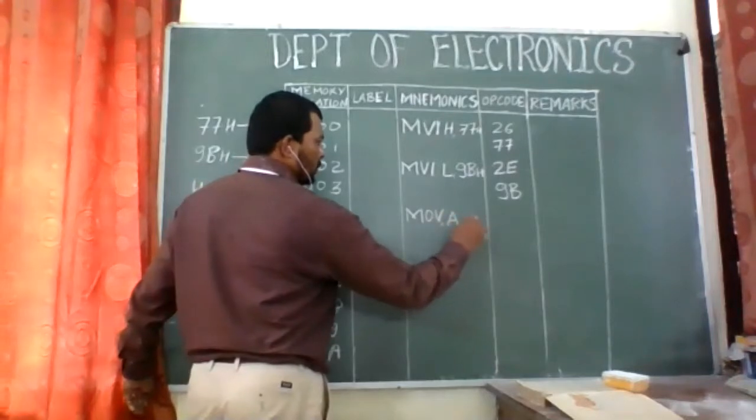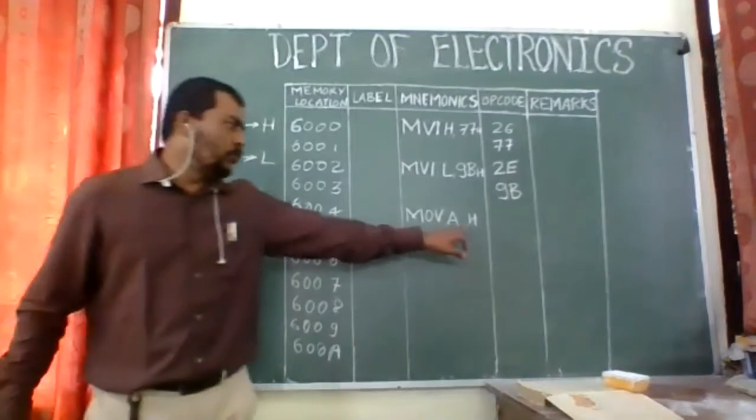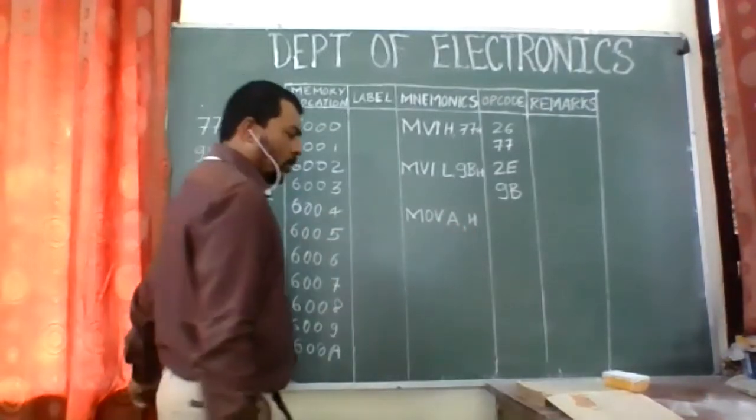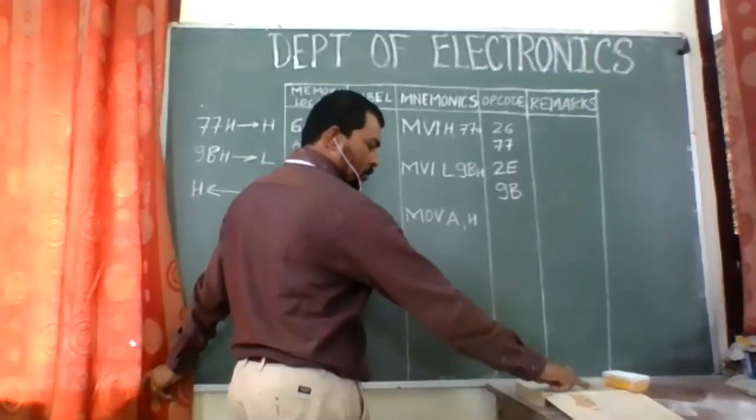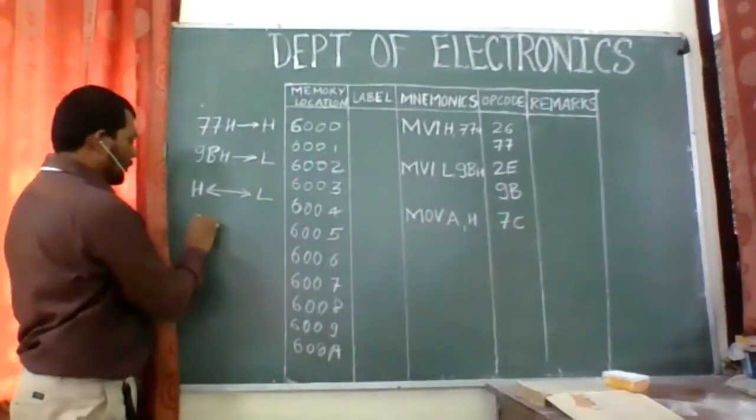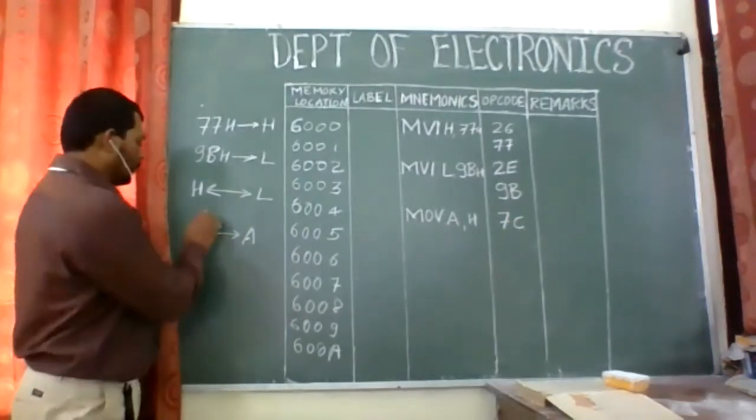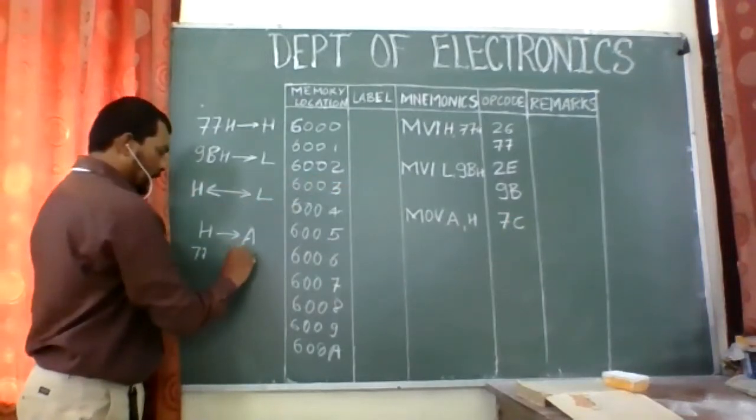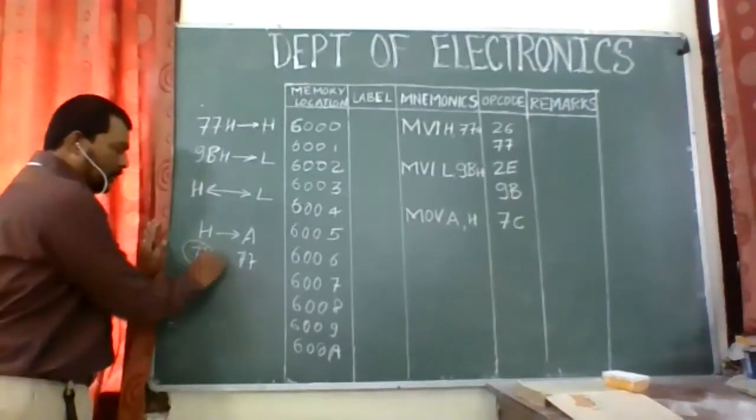So we will move the data of register H into register A. Sorry, the data of register H into register A. For that, what is the opcode? Move from H to A, that is 7C. So now the data of register H is being moved into register A. This is what we have done. Earlier A had something else, and after execution of this instruction, A is having 77 again, right? So now H can be replaced.